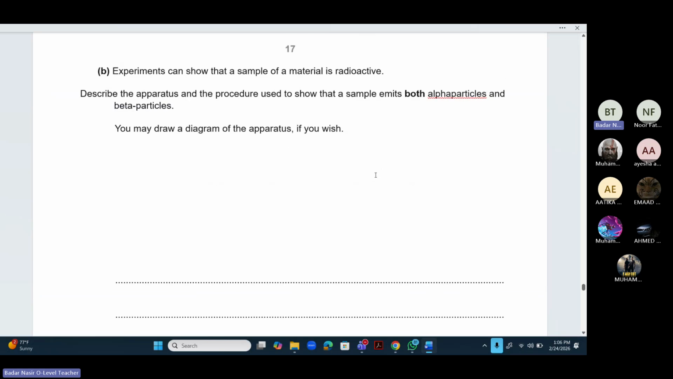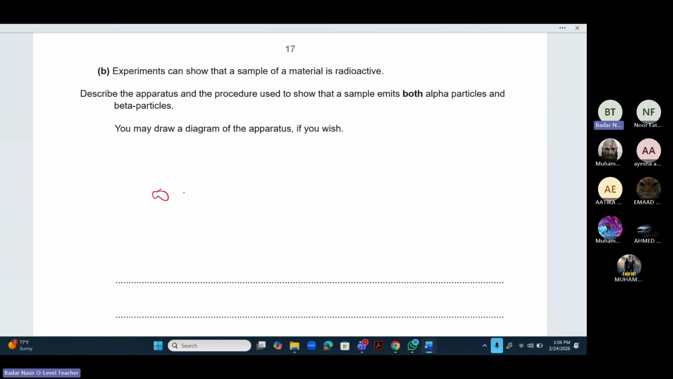Experiment can show that a sample of material is radioactive. Describe the apparatus and procedure used to show that a sample emits both alpha particles and beta particles. You may draw a diagram of the apparatus if you wish. So ये वो Geiger-Muller tube वाला. So Geiger-Muller tube क्या है?